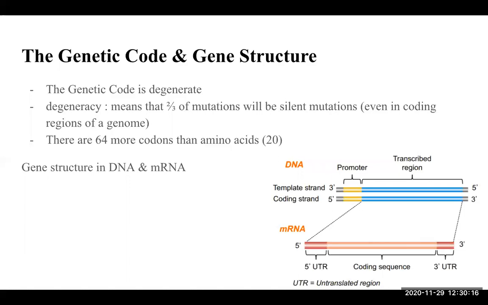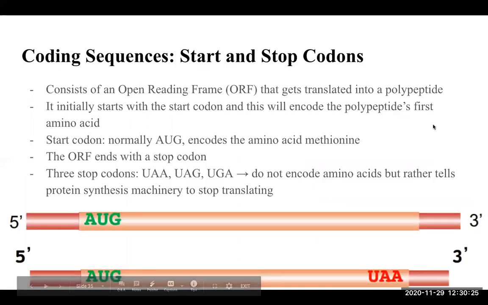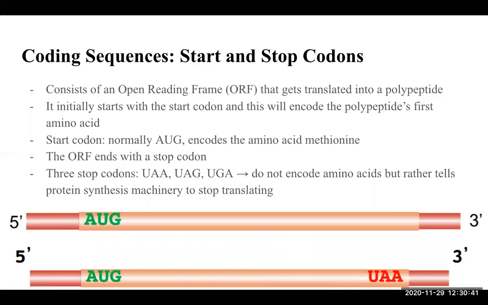And then the mRNA consists of a UTR, which is an untranslated region, and it also goes from the 5' to the 3'. The coding sequences have start and stop codons. It consists of an open reading frame, also known as an ORF, and it gets translated into a polypeptide. It first starts off with the start codon. This encodes the polypeptide's first amino acid. And as you guys already know, the first normal start codon is AUG and encodes the amino acid methionine.